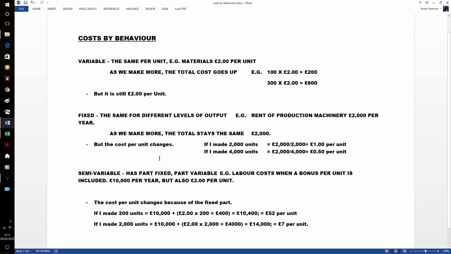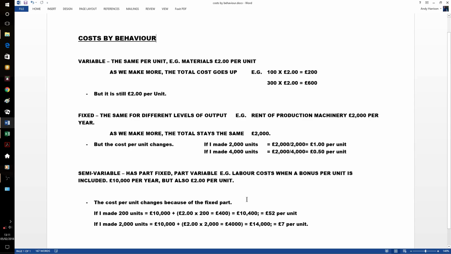Semi-variable costs then, these are slightly more awkward because they're part fixed, part variable. Lots of examples around, they're very common in the real world. Labour costs, when a bonus per unit is included, so our staff member here is paid £10,000 per year fixed and gets £2 per unit for production. Other examples, things like a telephone line is often quoted. You've got a rental of the line which is fixed, and then a call charge, so much per minute.